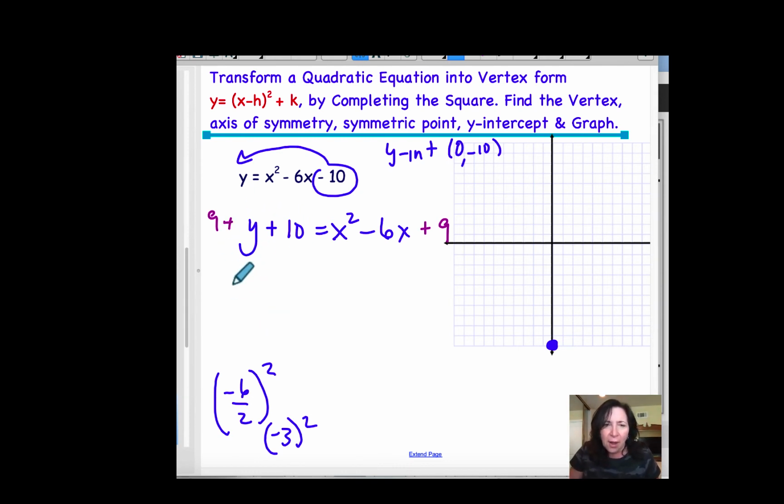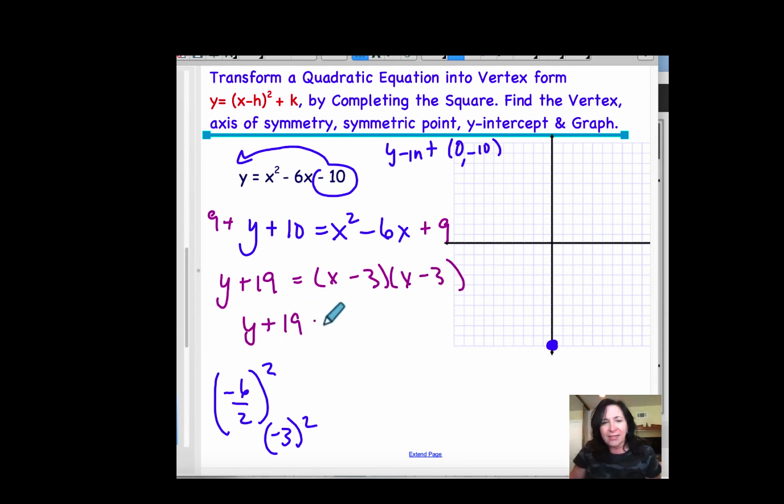Okay, so now adding up the values on the left, I get y plus 19. Factoring the values on the right, I'm going to get x minus 3 times x minus 3. And just note to self, it is always, always, always going to be the same value if you completed the square correctly.